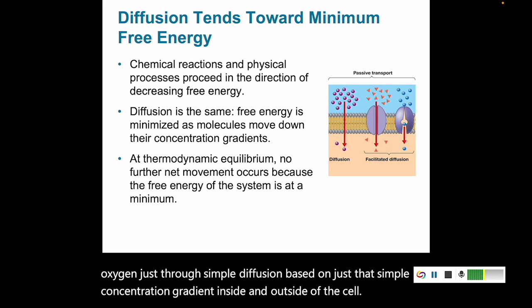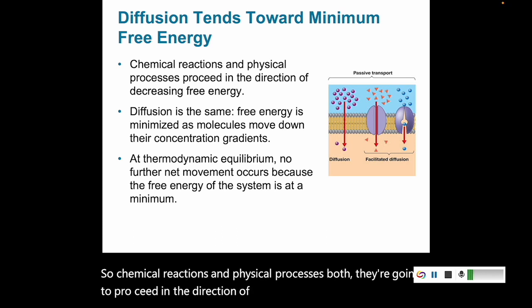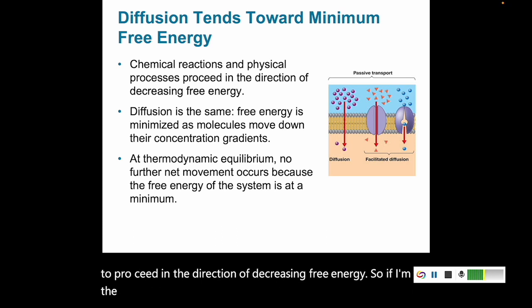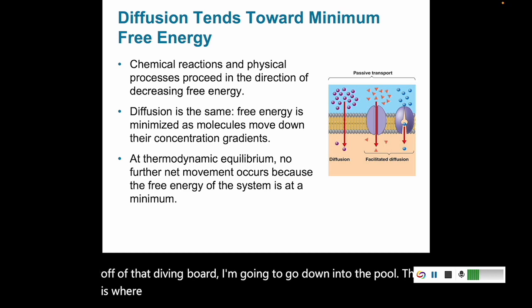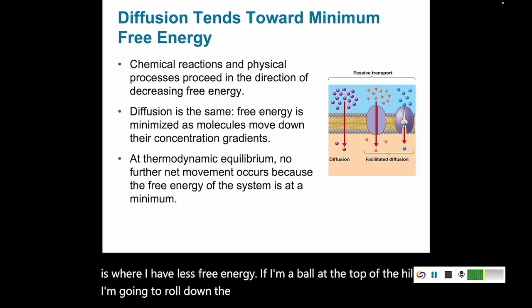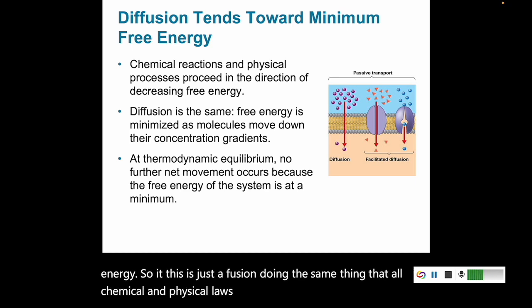So chemical reactions and physical processes both proceed in the direction of decreasing free energy. If I'm at the top of a diving board, I have a lot of potential energy. If I jump off of that diving board, I'm going to go down into the pool. That is where I have less free energy. If I'm a ball at the top of the hill, I'm going to roll down the hill because that's where I have less free energy. So this is just diffusion doing the same thing that all chemical and physical laws require: decreasing free energy.